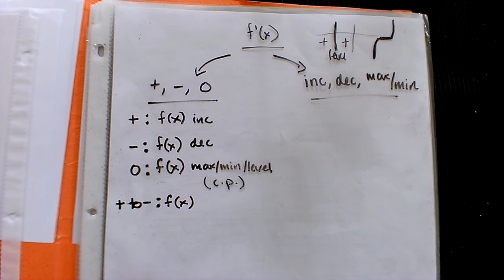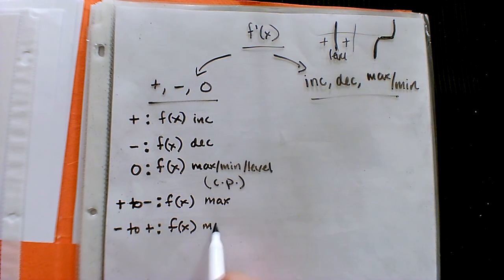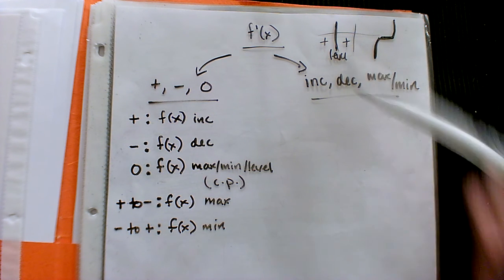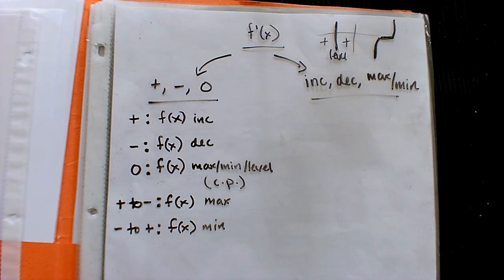What if the first derivative changes positive to negative? F of x has a max. All right, first derivative changes negative to positive, f of x has a min. So with a first derivative graph, if you analyze above the x-axis, below the x-axis, on the x-axis, you can only justify or conclude something about the original function.